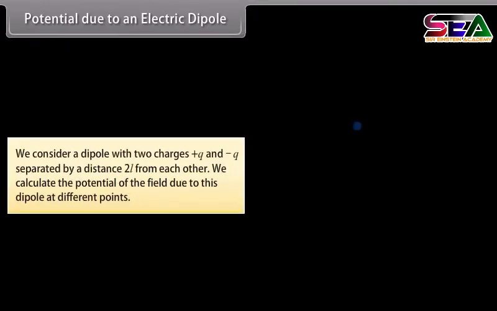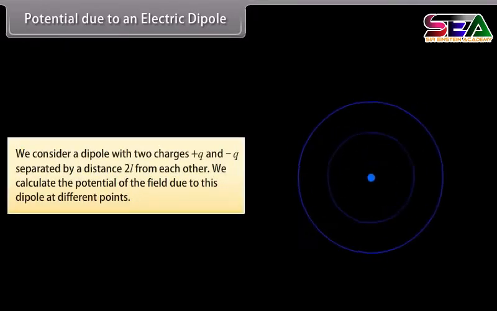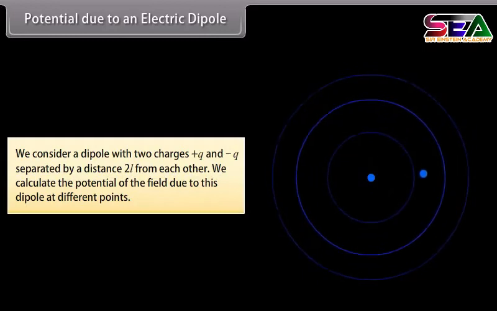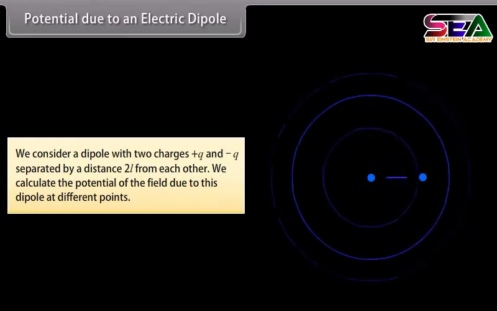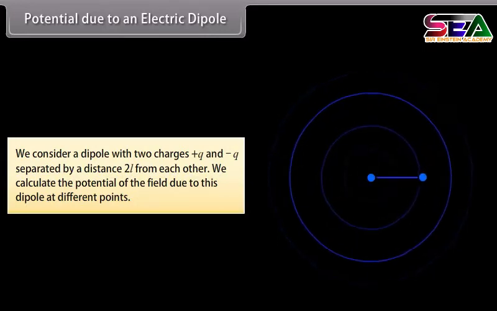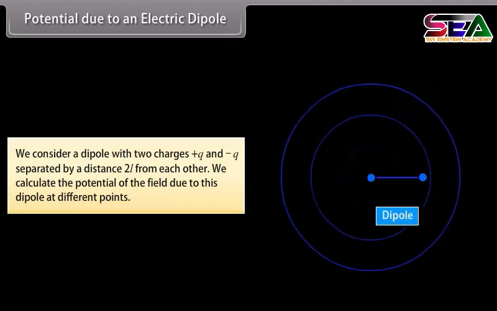Potential due to an electric dipole. We consider a dipole with 2 charges plus q and minus q separated by a distance 2l from each other. We calculate the potential of the field due to this dipole at different points. Potential at an end-on point.